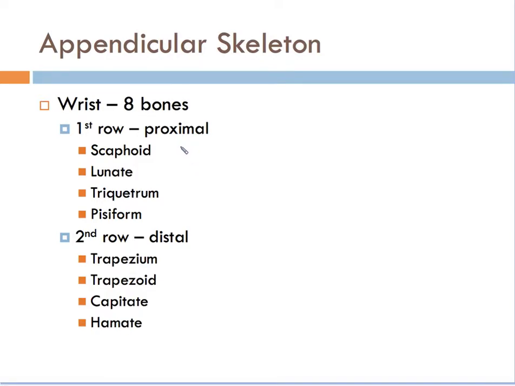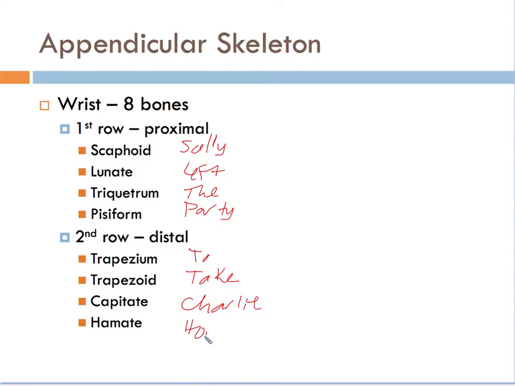And so the way that I was taught to remember this is you can remember the mnemonic or the saying, Sally left the party to take Charlie home. So if you can remember that, and we can go proximal to distal, lateral to medial, we can find all of these.